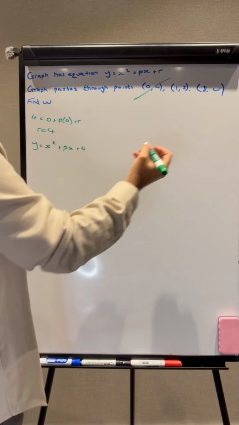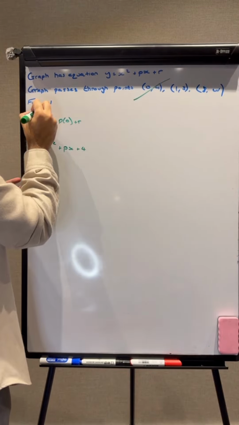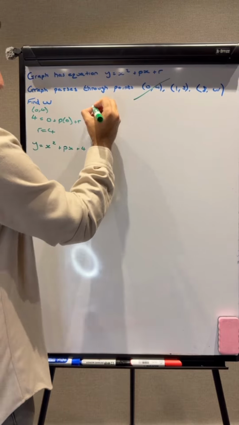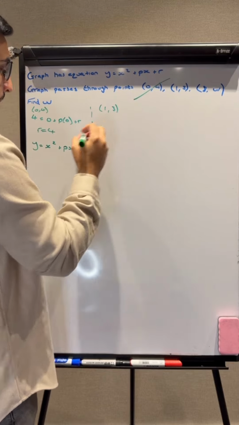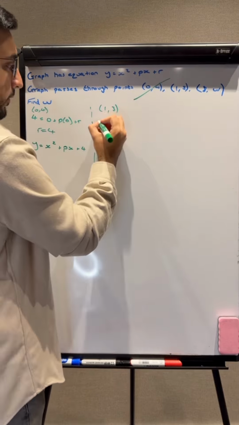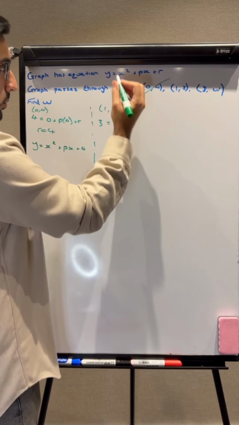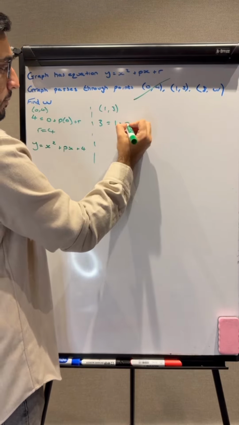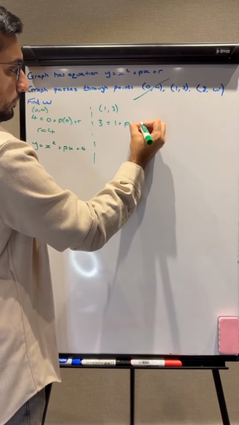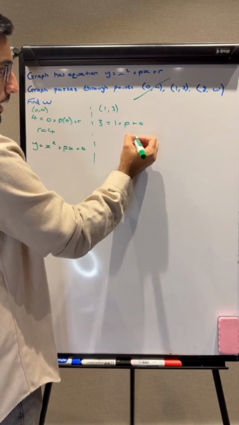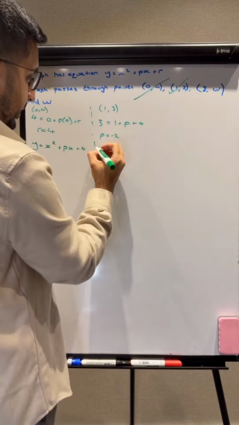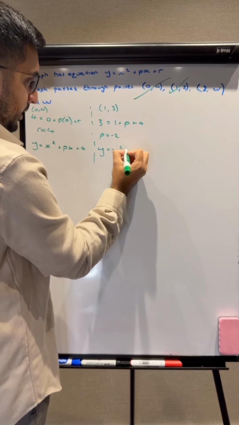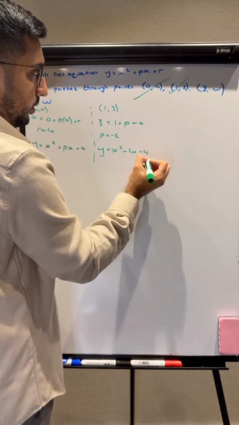Now we move on to the next point, 1, 3. So actually, up here I'll just write 0, 4. So now we write 1, 3, and now we sub it in again. So we have 3 equals 1 squared, which is 1, plus p times 1, which is p, plus 4. That gives you 5, p is minus 2. Write it out again, y equals x squared minus 2x plus 4.